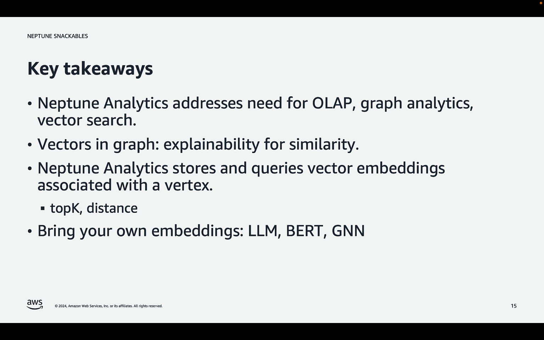We saw by example using a large language model to create embeddings. You can also use a BERT model, that's Bidirectional Encoder Representations from Transformers. It can vectorize text. And a graph neural network can vectorize nodes and the neighborhood of a node, and it's a way of providing a graph-aware embedding.